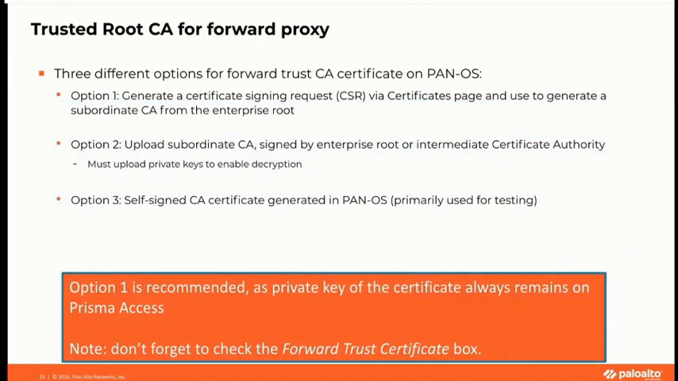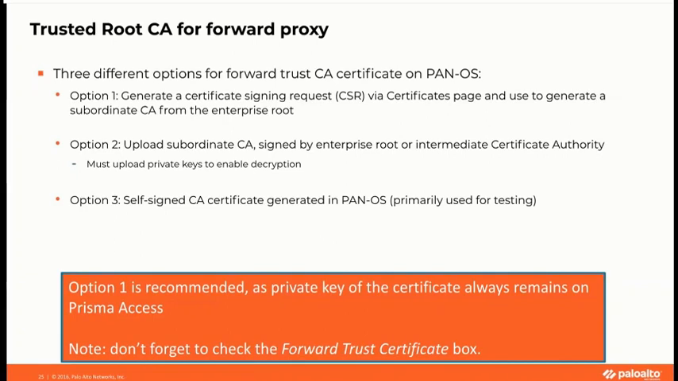Trusted root CA for the forward proxy. There are 3 different options for the forward trust CA certificates. Generate the certificate signing request via the certificates page, CSR. Upload the subordinate CA signed by the enterprise root. And the third option is self-signed certificates.